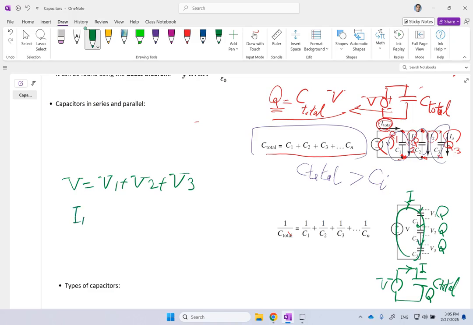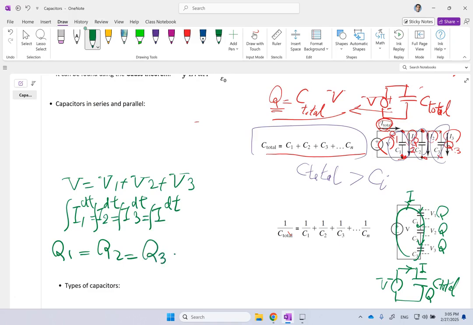So in this case, I1 is the same as I2 equals I3 equals I, and when you integrate them versus time, what does it mean? It means that Q1 equals Q2 equals Q3 equals Q. Yes, their charges should be the same. And what is the charge? Remember, the charge is C times V. So this is equal, and here for the V, I'm going to replace it with what? I'm going to replace it with Q over C total.